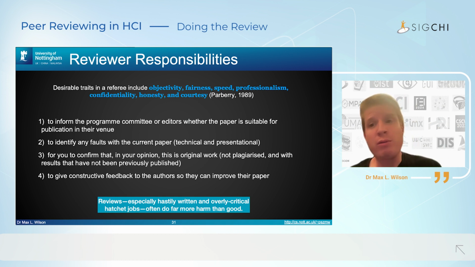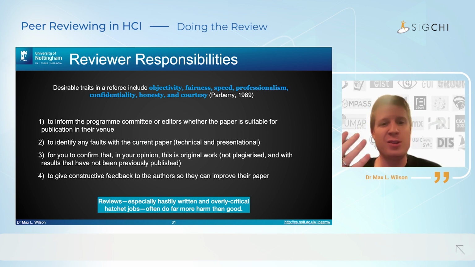So what we want really from reviewers is to inform the program committee or senior reviewers or editors, whoever the people above us in the process are, whether the paper is suitable to be published in their venue. Your aim is to identify faults with the current paper, both in terms of the technicality of the work, but also how it's presented, and to confirm that what they're writing in this paper is novel and therefore publishable in that sense. And then to give feedback to the authors about improving it.